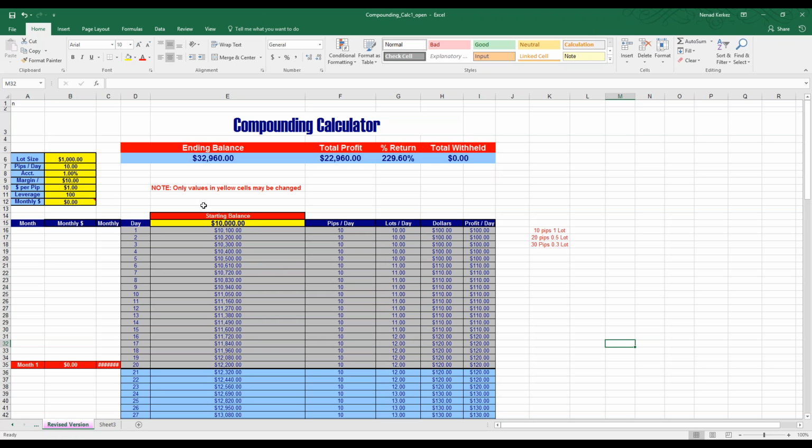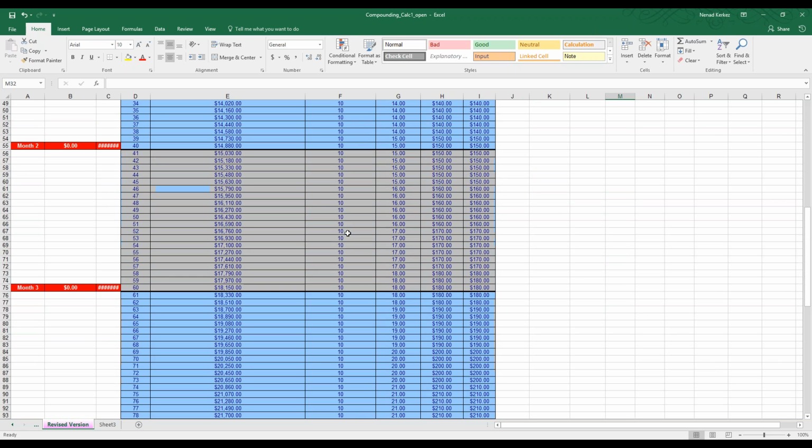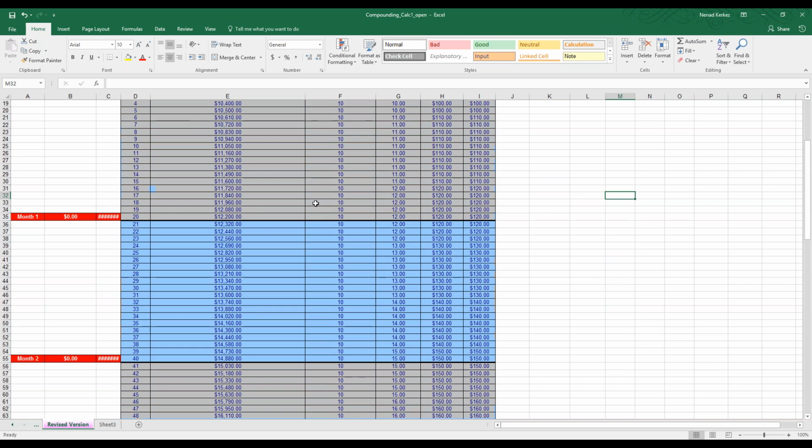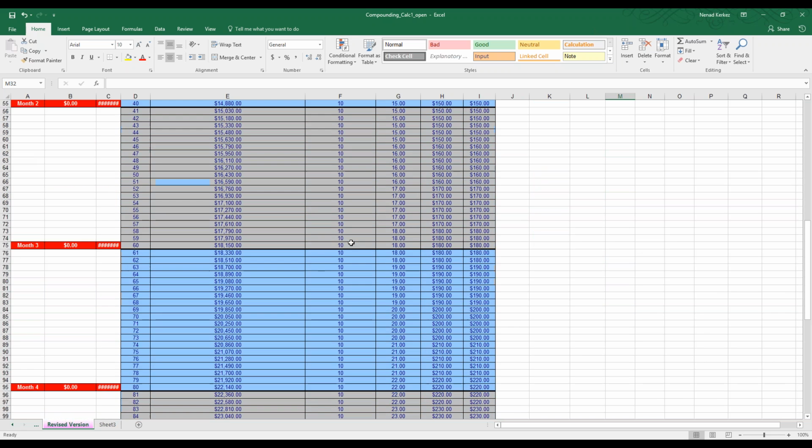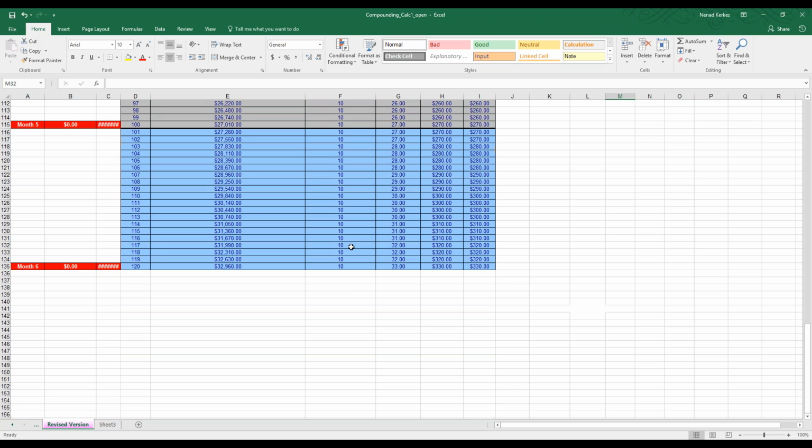Here, starting balance was 10,000. Lot size is 1 standard lot. And this happens when you make only 10 pips per day. Only 10 pips per day, guys. Nothing more, nothing less. On a 10,000 account, with 30 pips of stop loss, 10 pips per day will get you this. After month 6, you will have $32,000.